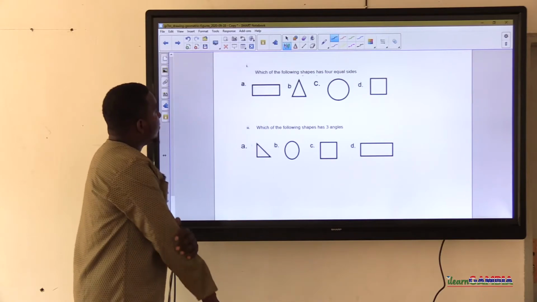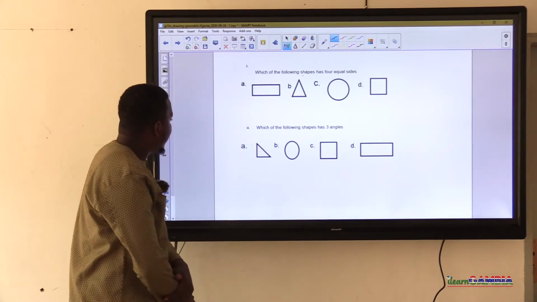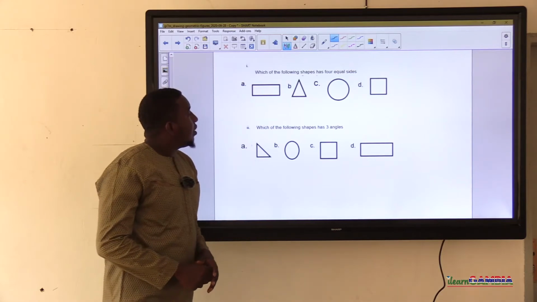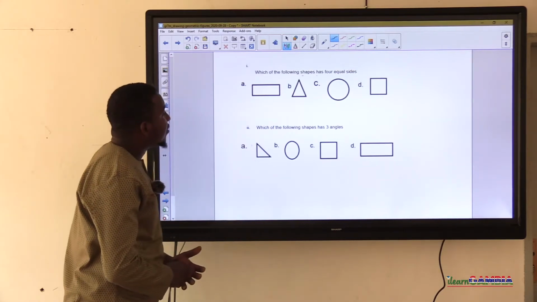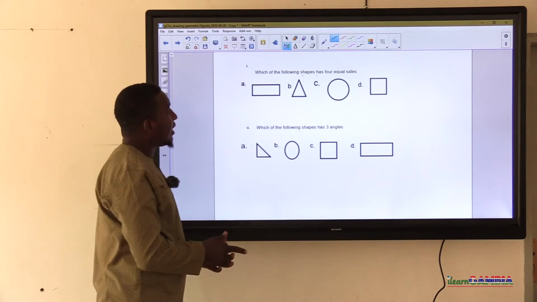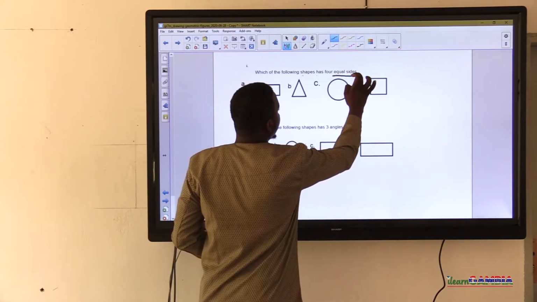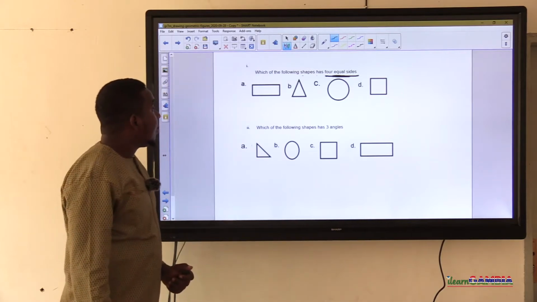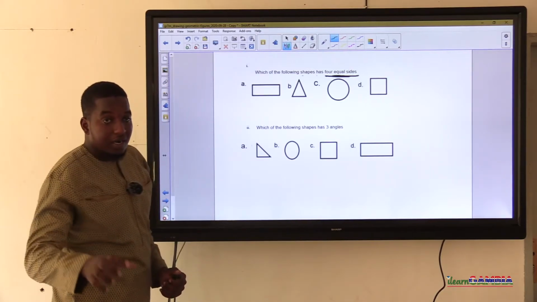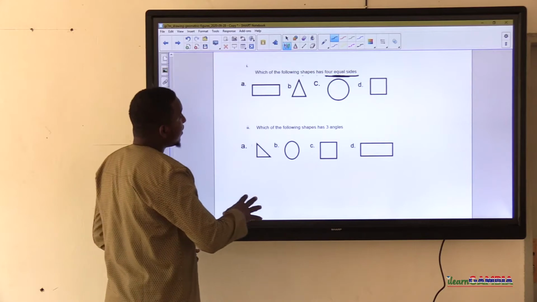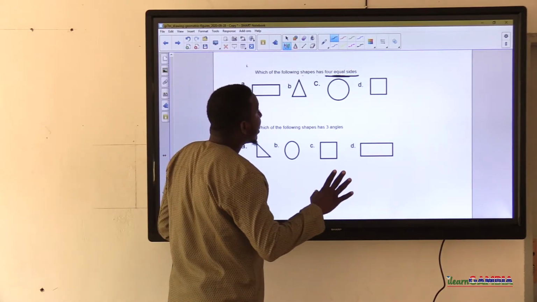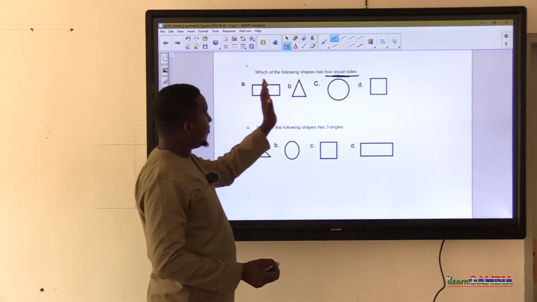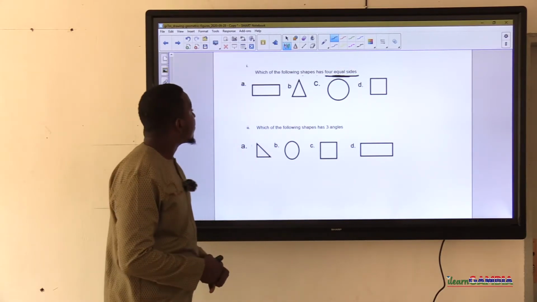We look at another question. Here we have 2 questions. The first question reads, which of the following shapes has 4 equal sides? Here it is not only asking about the sides, but it is asking about the equal sides. Which of the following has 4 equal sides? Well, we have options A to D as well.